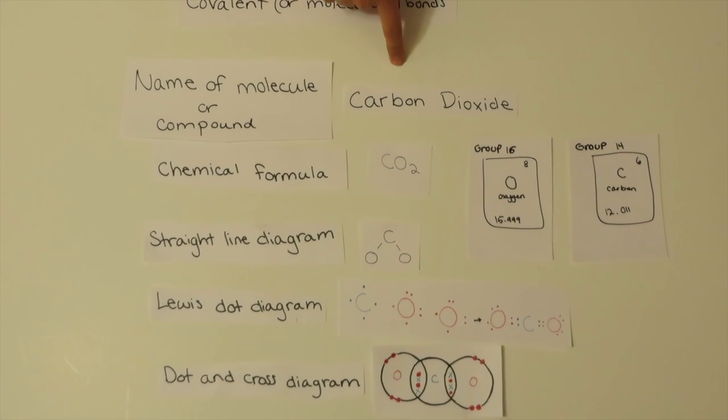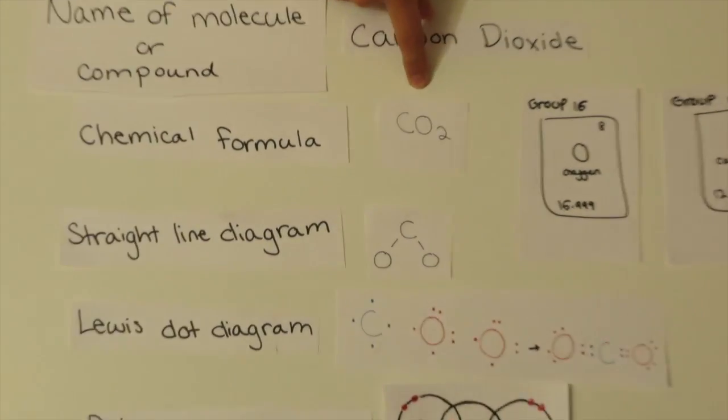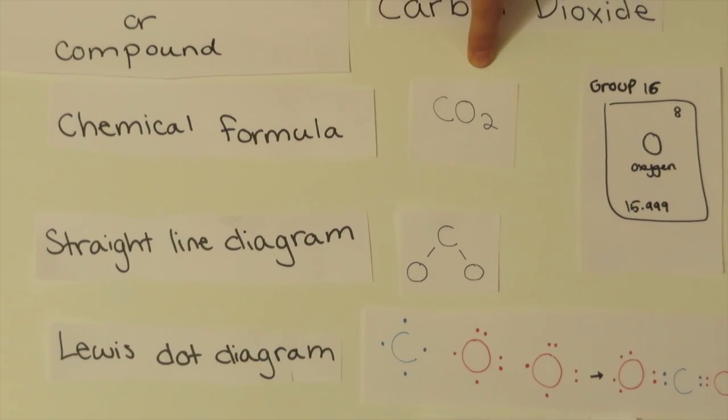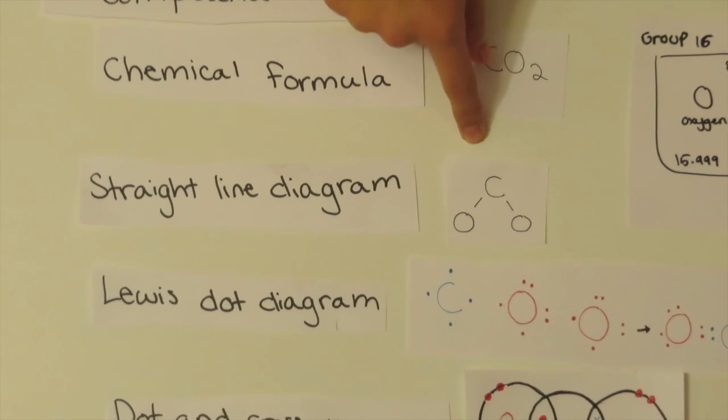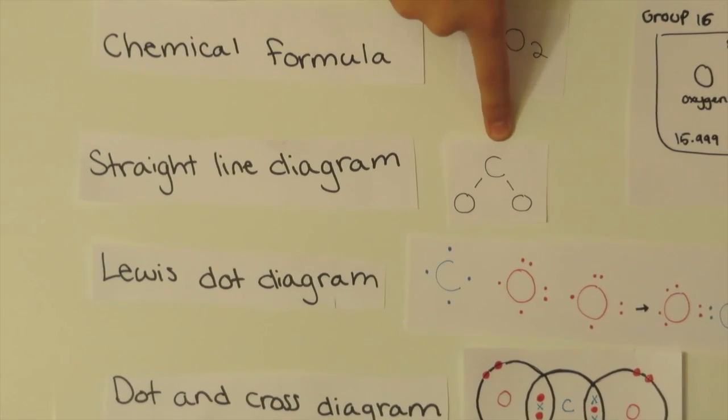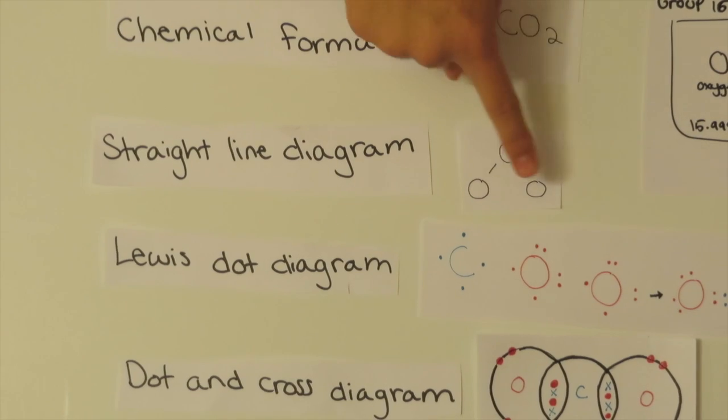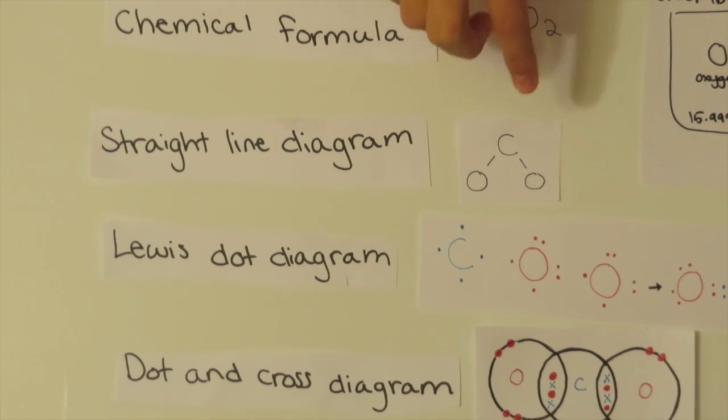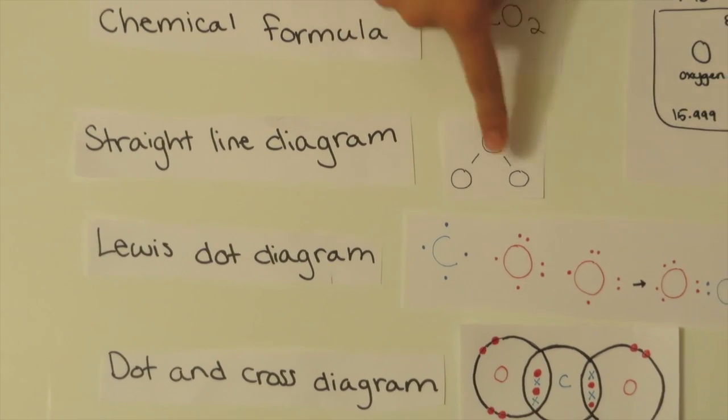One more quick example is carbon dioxide. Chemical formula for this would be CO2. The straight line diagram is this. There's 1 carbon and 2 oxygens. Each line represents 2 electrons, but together they share 4 electrons.